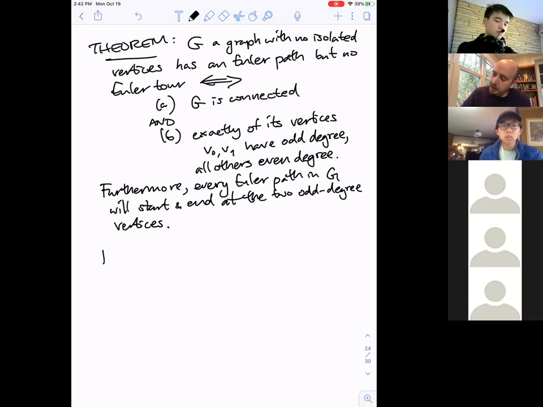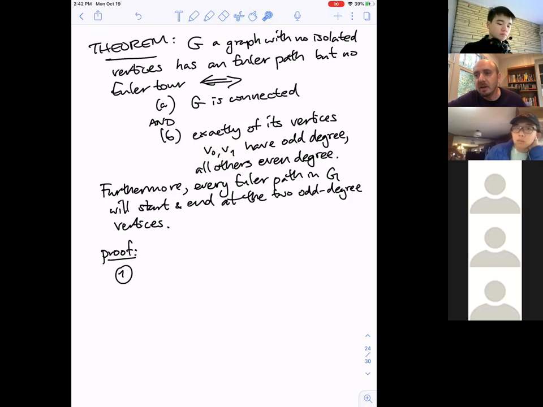And in thinking about the proof, let me just say that there's more than one way to deal with it after one has done the previous proof that characterized the Euler tours, the graphs that had them. So proof 1, this might be the way that people thought about it. You just do the same proof as in the other case, but you make sure that you start at V0 or V1.